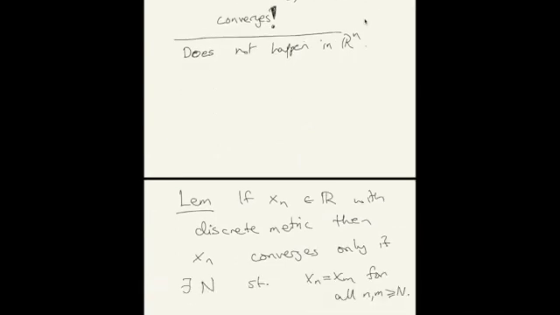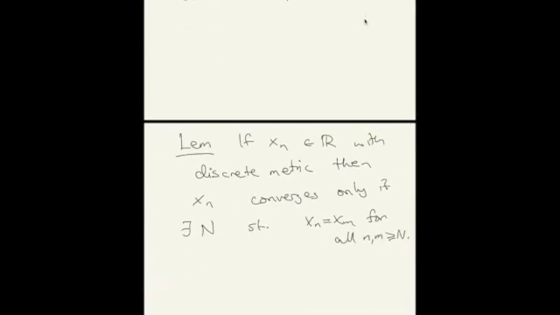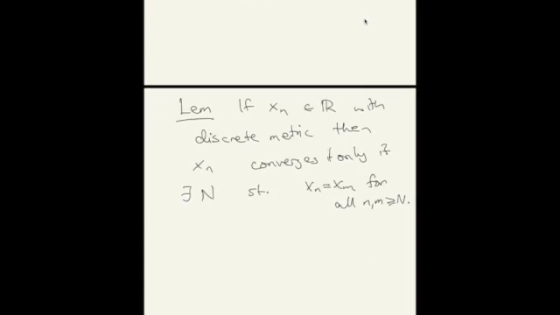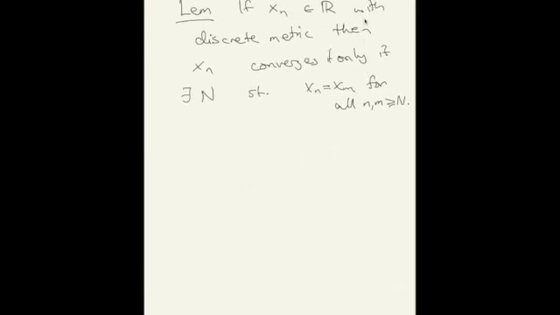Indeed, you can show a lemma that if you have a sequence xn in the metric space R with the discrete metric, and it's crucial that you have the discrete metric, then xn converges if and only if there exists an N such that this sequence is actually constant after a certain index. So this will actually follow from a result in the next lecture. Okay, so that concludes this introductory part. The next video in the sequence will talk about the definitions that we just introduced.